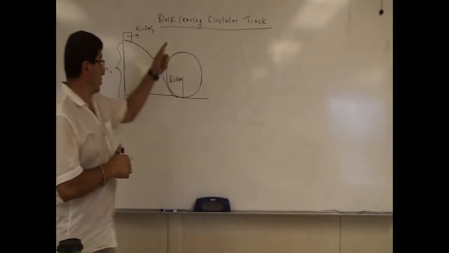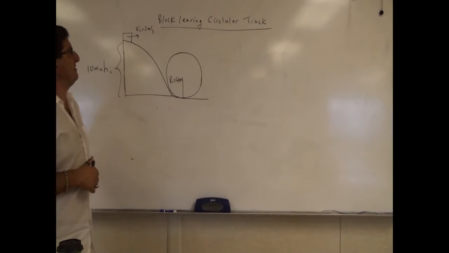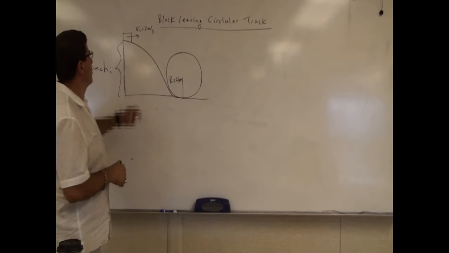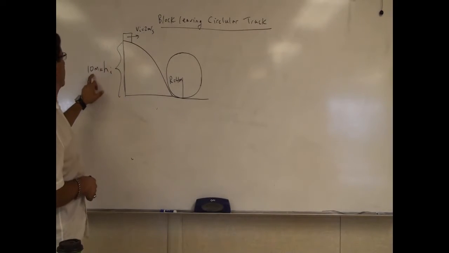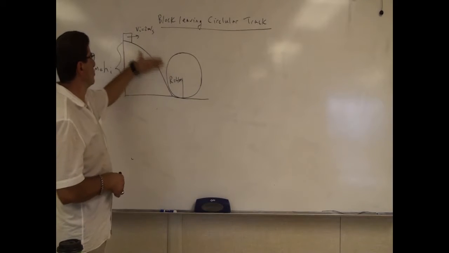Okay, welcome back. Now I'm going to do a problem. I'm calling it block leaving circular track. So I have a block here at the top of an incline, and the original height is 10 meters. The shape of the incline doesn't really matter.